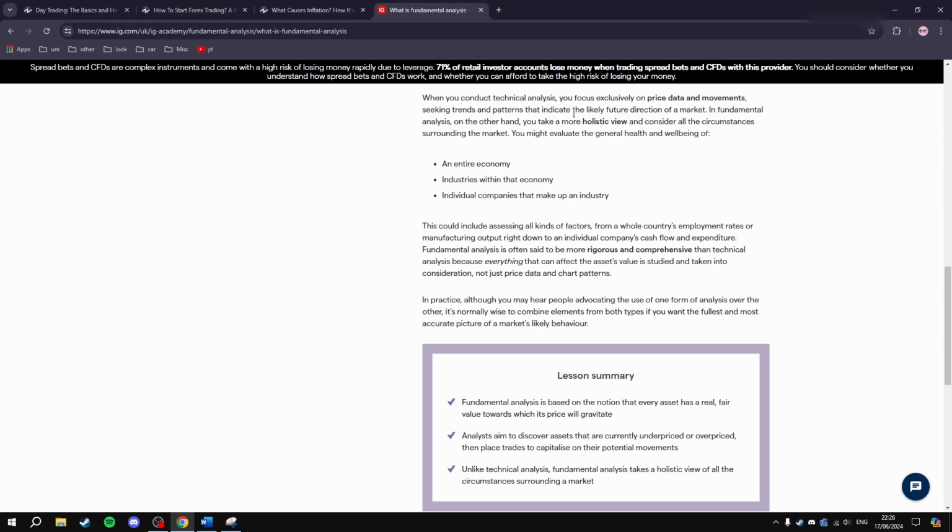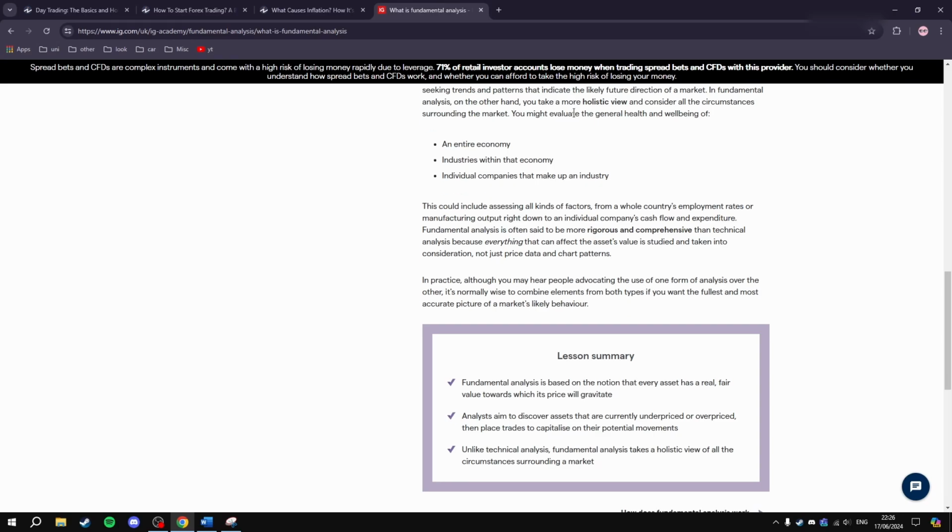In practice, although you may hear people advocating the use of one form of analysis over the other, it's normally wise to combine elements from both types if you want the fullest and most accurate picture of a market's likely behavior.